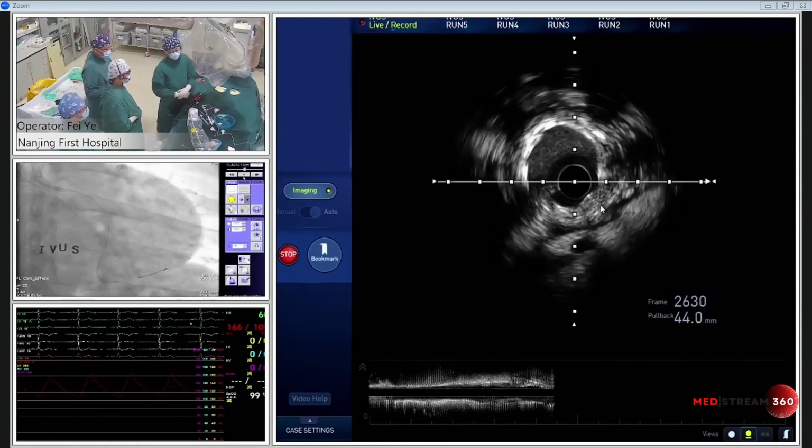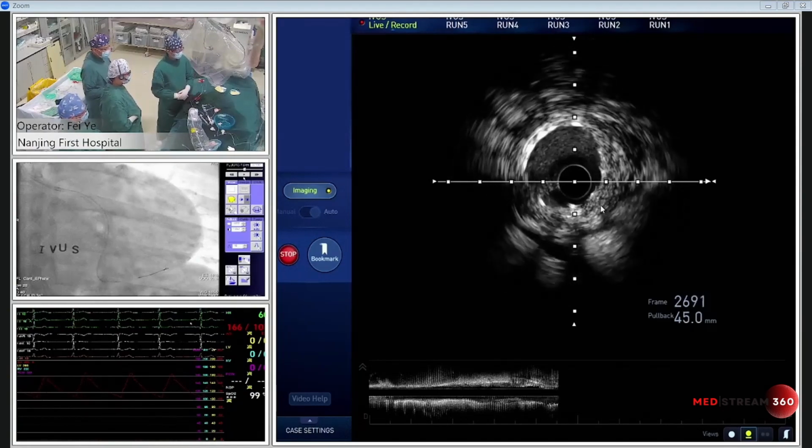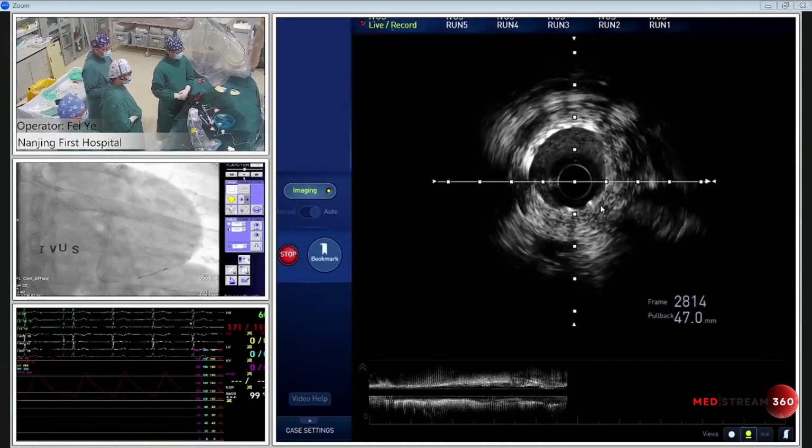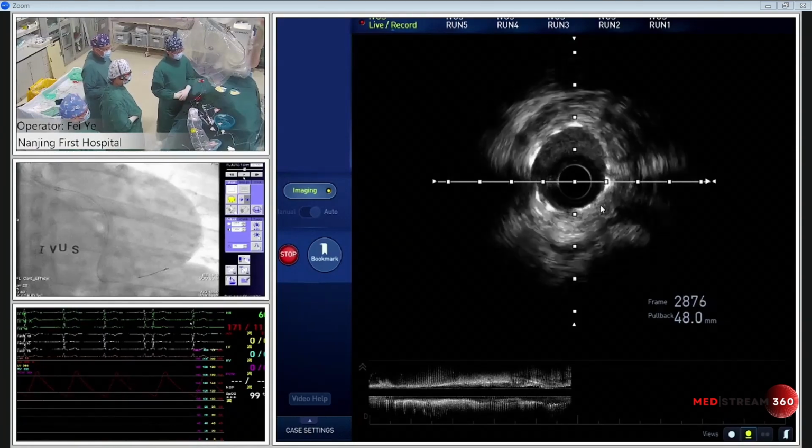Just pre-dilate for a long time. That's enough. Long-term inflation. It's a small vessel. Yes, then the expansion was very good.